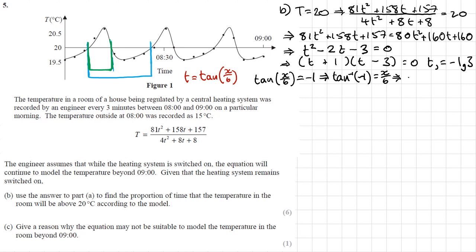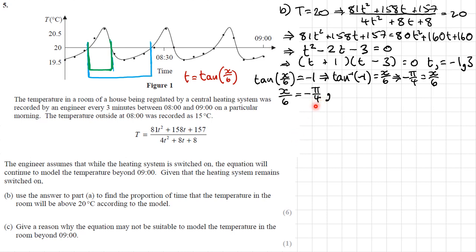That gives me negative pi over 4 is equal to x over 6. Now this gives me a time when the temperature is 20. However, this is a negative time, and trig equations always have multiple solutions, and this is no different. So I want to find the other solutions, preferably positive, where I get x over 6.